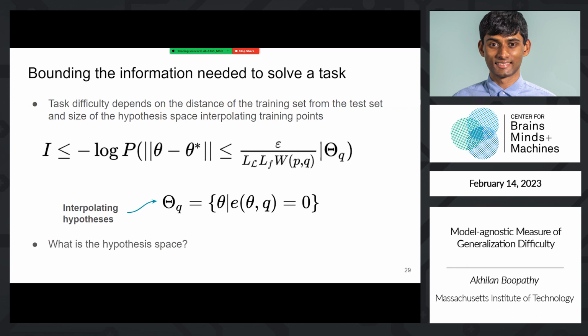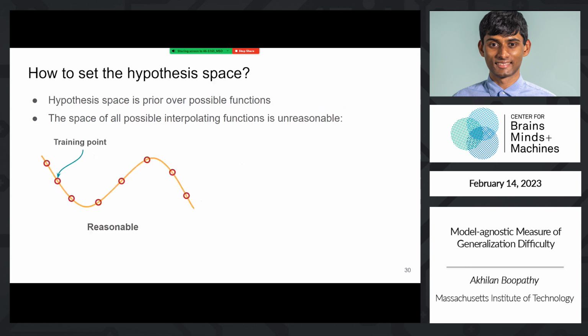Now, if we actually want to quantify what this is, we still need to make some more assumptions. Specifically, we need to assume something about the hypothesis space we're working with. So this still requires assuming what the hypothesis space is, because we need to compute the volume of this ball within theta star. So what is the hypothesis space? The hypothesis space is something we can think about as a prior over possible functions we might want to consider when trying to generalize on a task.